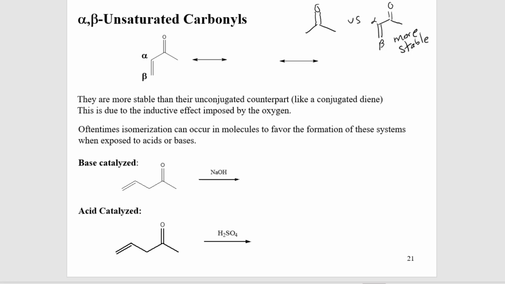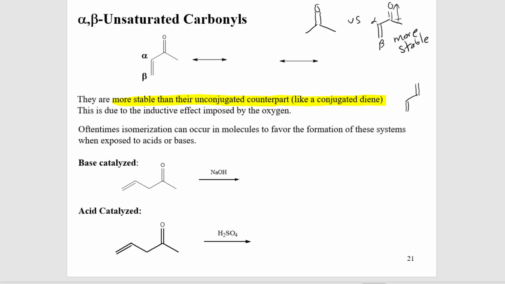And they are even more stable than their conjugated diene counterparts, right? Like just a regular diene that we saw in a Diels-Alder reaction. Why? Because of the inductive effect of the oxygen. So the electron density can sit, at some point, on a more electronegative atom, right? So if you're trying to shift the electrons through resonance and you have an atom that is actually electronegative, as opposed to just all carbons in the regular diene case, this is going to add to its stability.